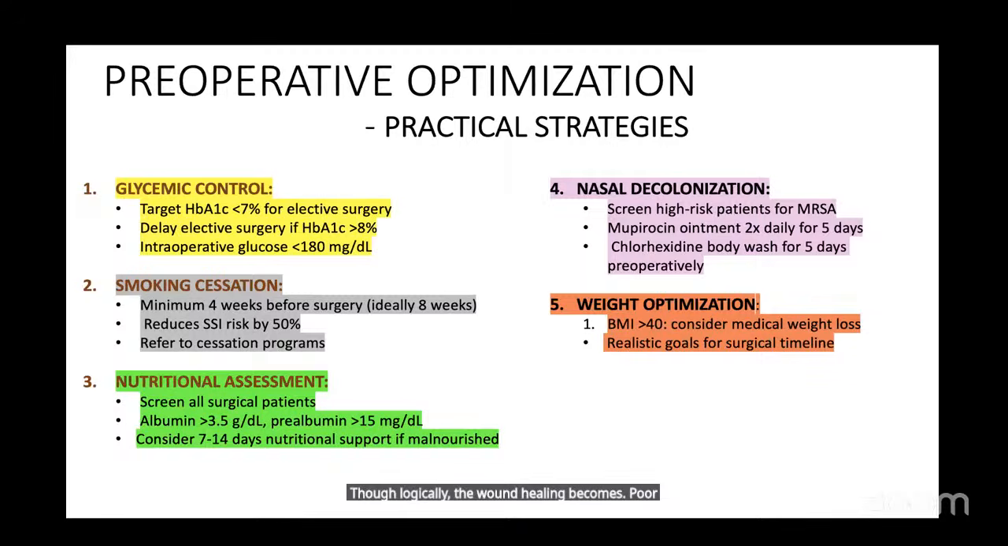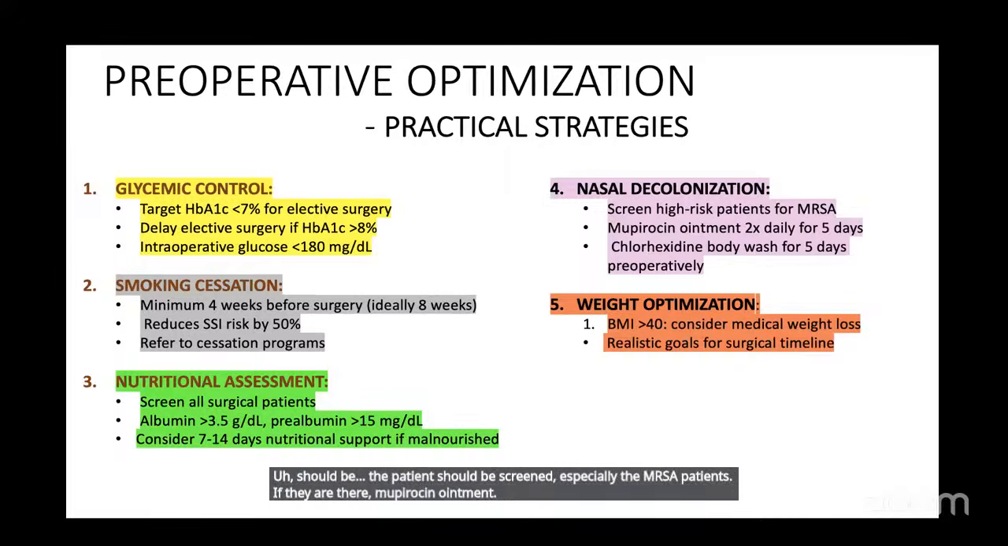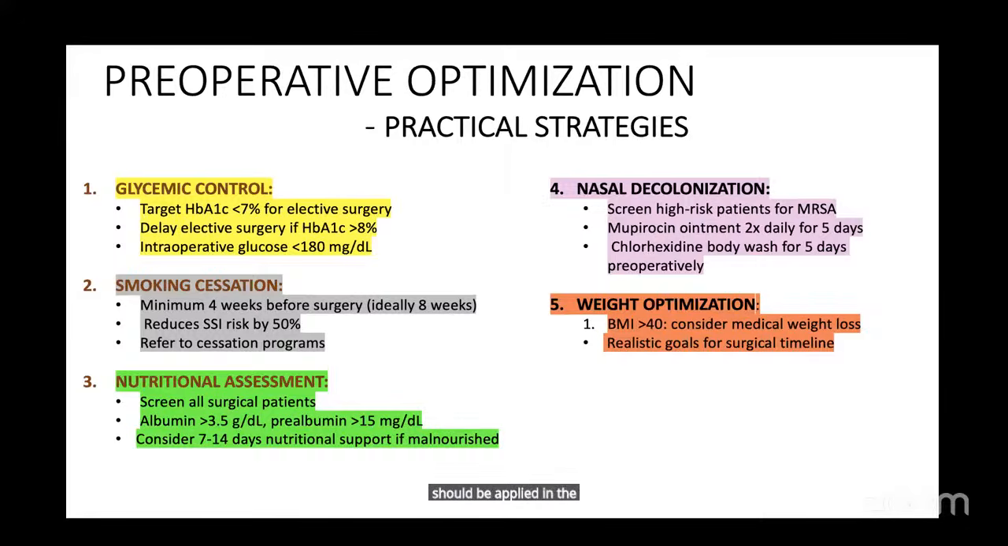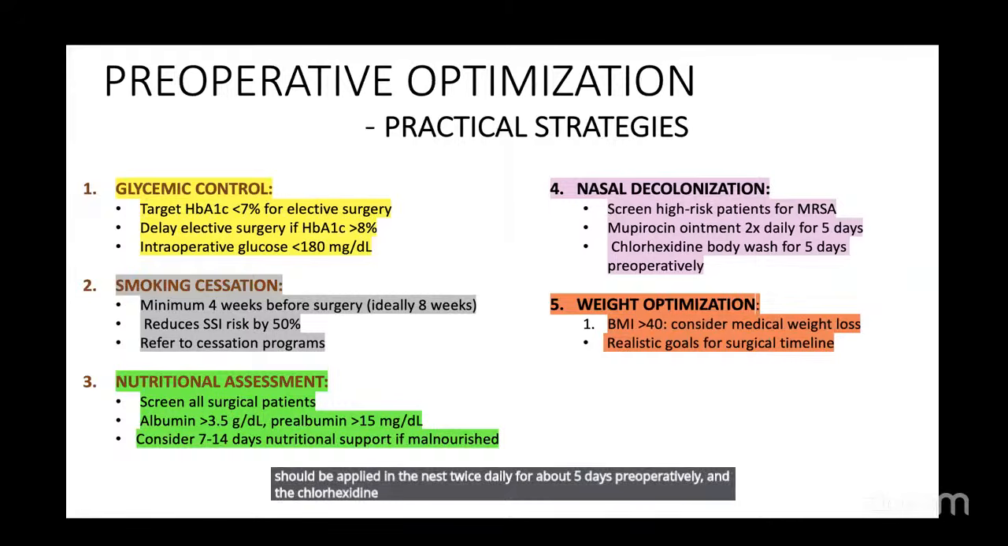Nasal colonization: patients should be screened, especially for MRSA. If it is present, mupirocin ointment should be applied in the nares twice daily for about 5 days preoperatively, and a chlorhexidine body wash is recommended.